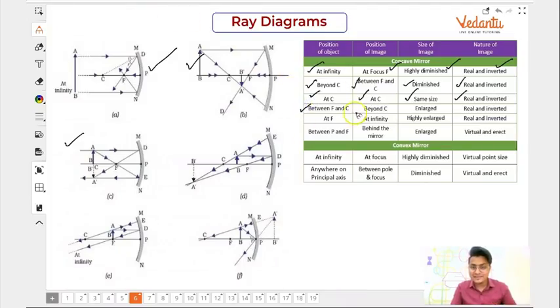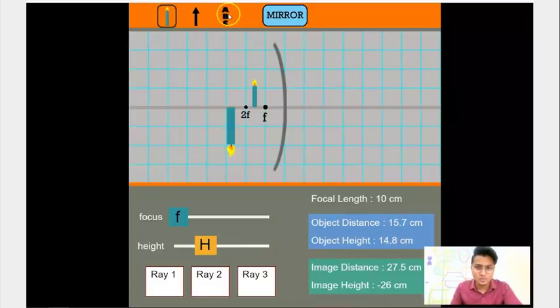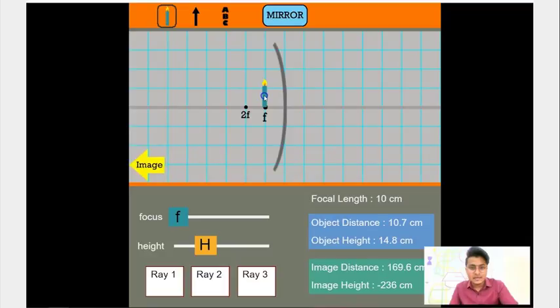Object between C and F, image beyond C. The size of the image is enlarged and it's again a real and inverted image. Superb, guys, superb. Moving on to the 5th ray diagram, when the object is at focus.